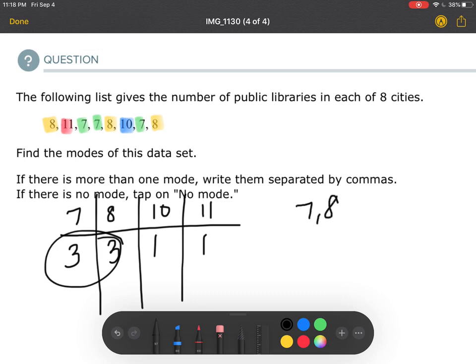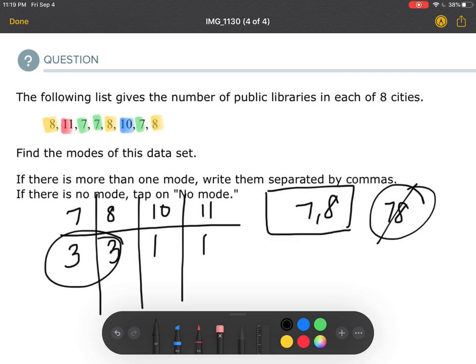Make sure you don't forget the comma, because if you put 78, they're going to be like, oh, that's 78, not 7 and 8. So make sure you don't do that. Okay, so this would be your answer for this question.